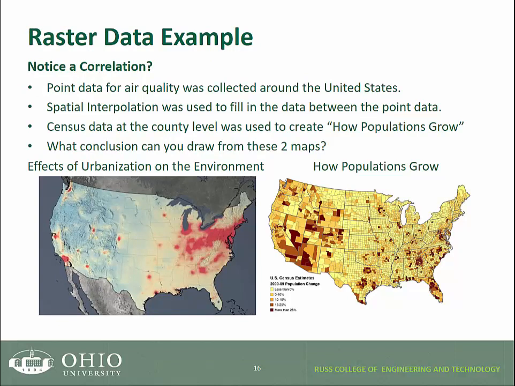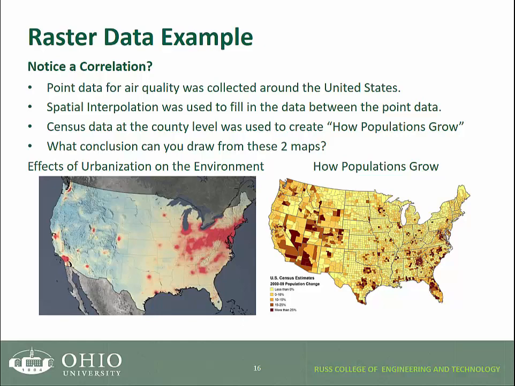Now imagine that you are a scientist interested in declining air quality. You wanted to see if there is any correlation between population growth and bad air quality. Point data for air quality is collected around the country at certain locations. Spatial interpolation can be used to fill the data between points, and a raster could be used to store the data. The raster could then be visualized like effects of urbanization on the environment.